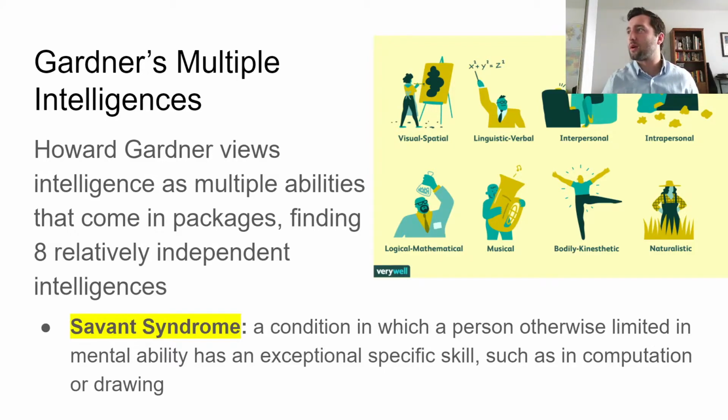The 8 ones are up there. I'm kind of blocking a few of them for you, unfortunately. But we have visual spatial, which is about, like, art is a lot of times considered visual spatial. Linguistic verbal. We have intrapersonal and interpersonal. Inter is about between other people. Intra is within yourself. Logical mathematical, which is probably pretty straightforward for the most part.